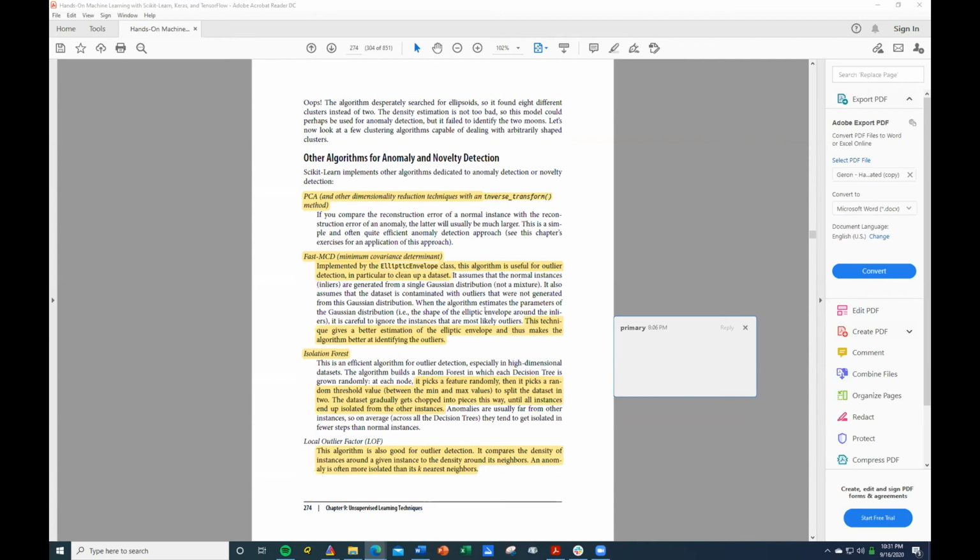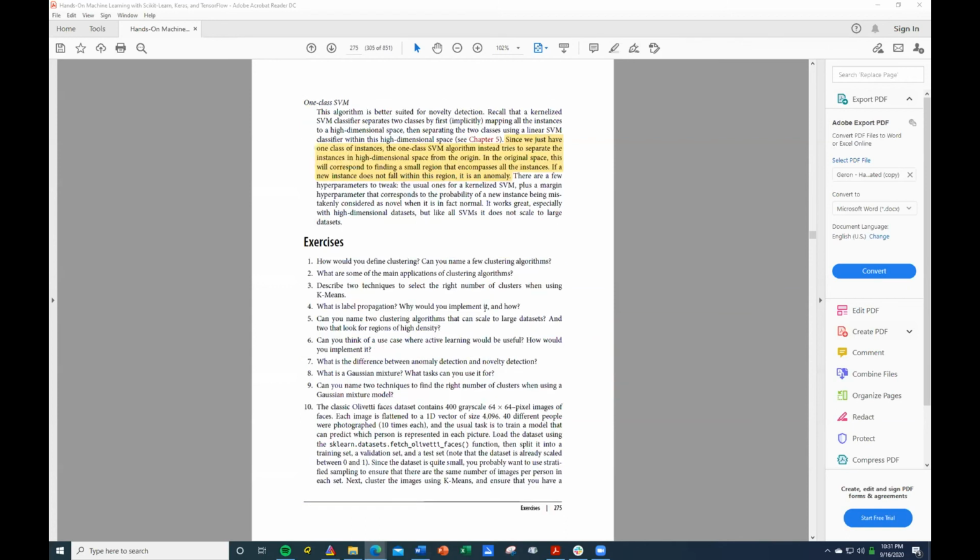And the local outlier factor, which is based on k nearest neighbors, and the outlier is off on its own. And this I thought was kind of cute, a one-class SVM where instead of trying to separate the instances in high dimensional space, you want to put all the instances into a dimensional space, and then if a new instance doesn't fall into it, it's considered an anomaly. I thought that was pretty cool.